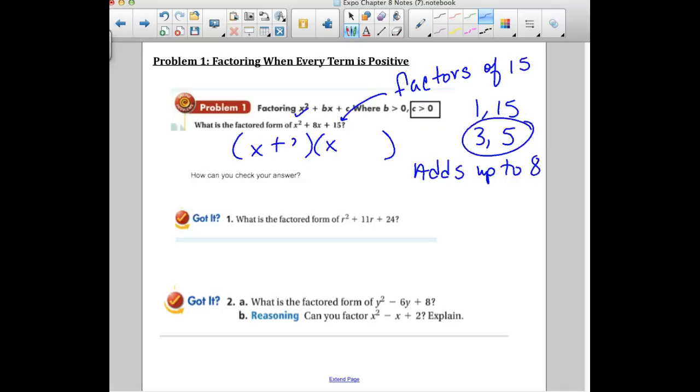So we need a positive 3 and we need a positive 5. It does not matter if you put the 5 first in the first parenthesis or if you put the 3 in the first parenthesis. You just need both of them. And then remember, you can check your answer simply by foiling.